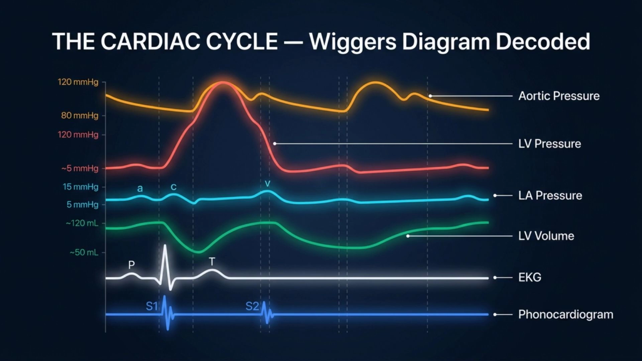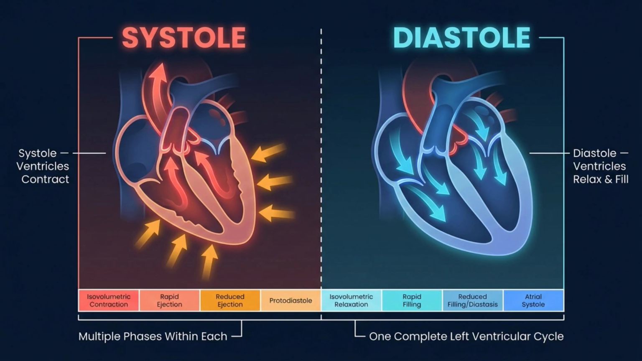Everything in cardiology can be understood through one diagram. It's called the Wiggers diagram, and if you master it, you can reason through almost any clinical scenario. The cardiac cycle is divided into two main periods: systole, when the ventricles contract, and diastole, when they relax and fill. Within each, there are multiple phases.